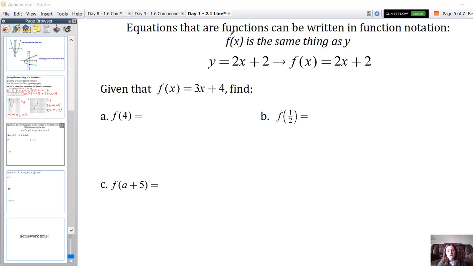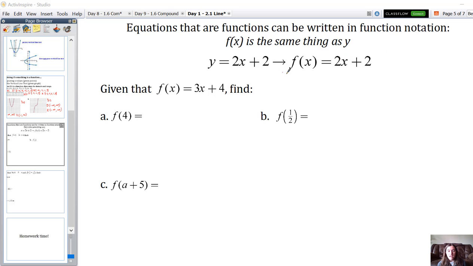If you have an equation that's a function, sometimes you'll see it written in this notation with f parentheses x close parentheses. The way we read that is f of x, and that can mean the same thing as y. So we have this equation y equals 2x plus 2. Since this is a function, we can use f of x equal to 2x plus 2.